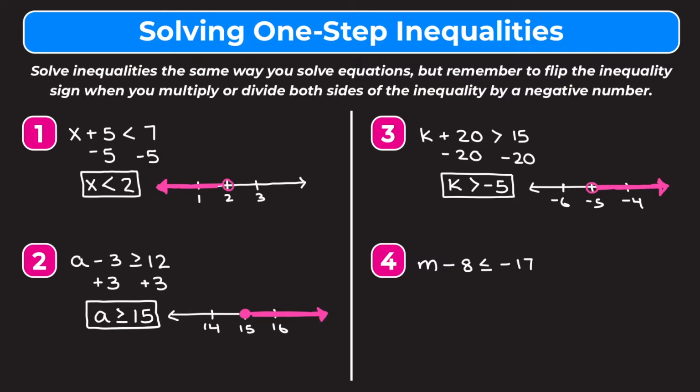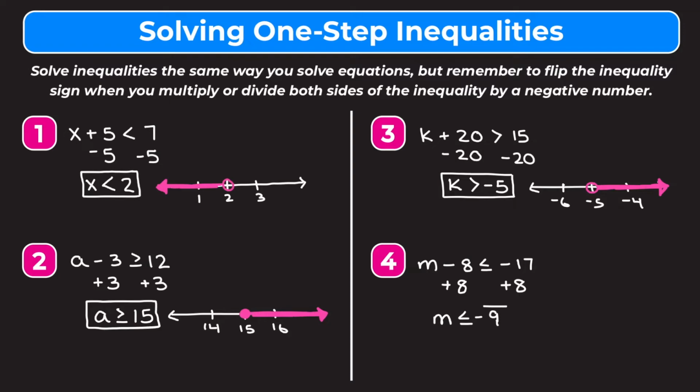Taking a look at example 4, we have m minus 8 is less than or equal to negative 17. So to get rid of a minus 8, we have to do the inverse, which is addition. So we're going to add 8 to both sides of our inequality. On the left side, we're left with m is less than or equal to, and on the right side, negative 17 plus 8 is going to give us a negative 9.